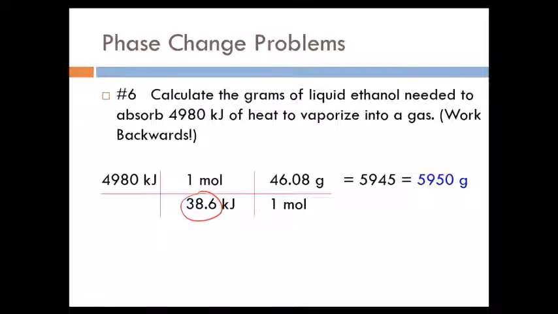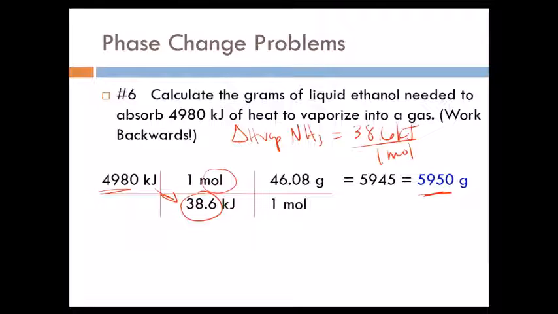Yes, it's 38.6 kilojoules equals 1 mole to vaporize ammonia. Okay, 3 sig figs over here because we start with 3 over here. Just working backwards. Diagonal down kilojoules, go to moles, because the heat of vaporization, remember for ammonia, is going to be 38.6 kilojoules per every 1 mole. So we use the conversion factor.